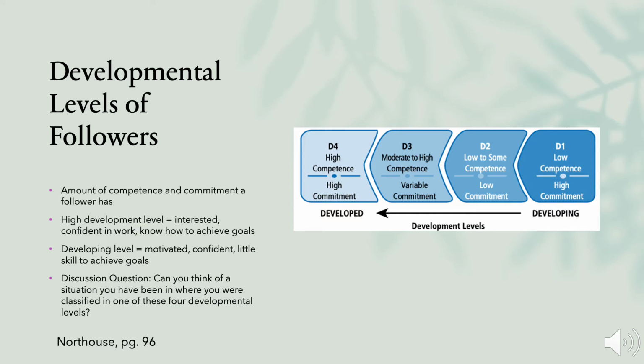Going on to D2, they would have low to some competence and low commitment. Then D3, the follower would have moderate to high competence and variable commitment. And then all the way on the left side where it reaches developed on D4, the follower would have high competence and high commitment.